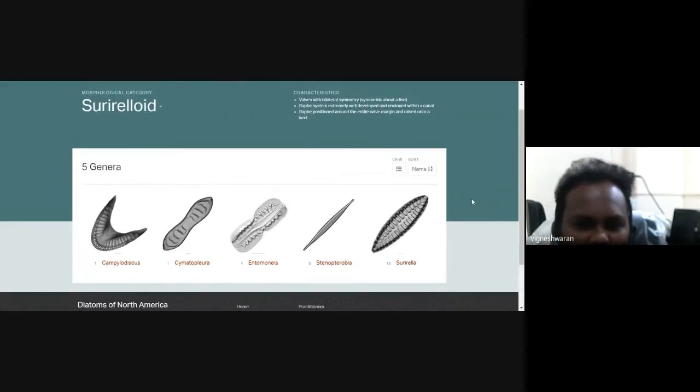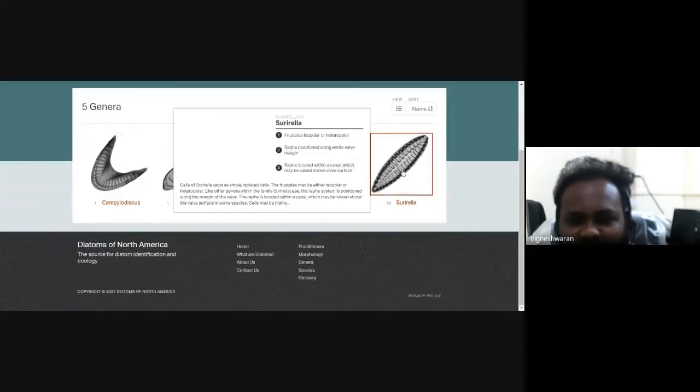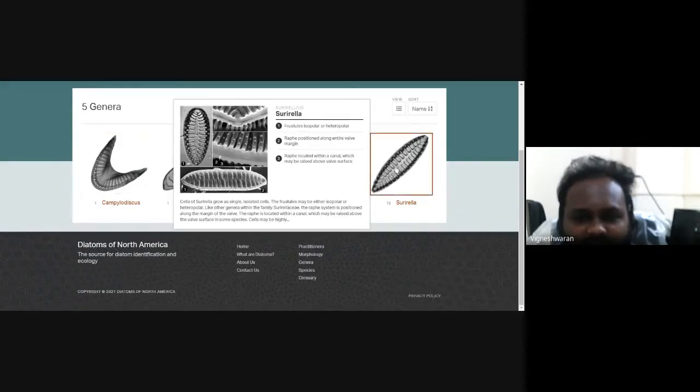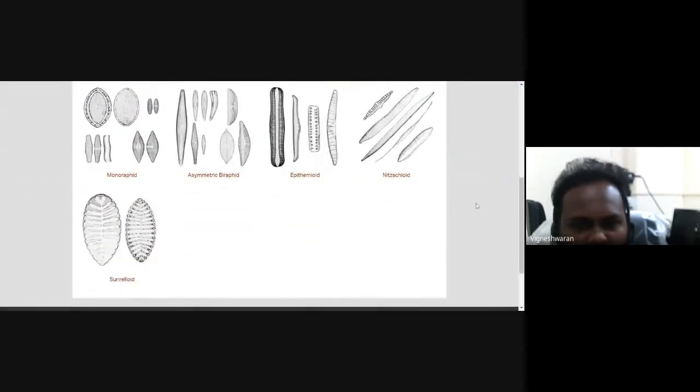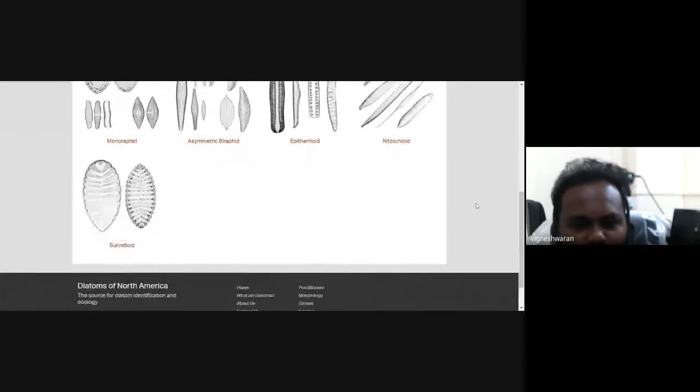So some species of surirella are there that will be much bigger, and even if you try to focus and take it in your hand, you can see it very clearly. If you see with a magnifying glass, at lesser magnification also you can see these diatoms. So this kind of surirella is another group. Okay, so these are the major 9 groups of the diatoms.